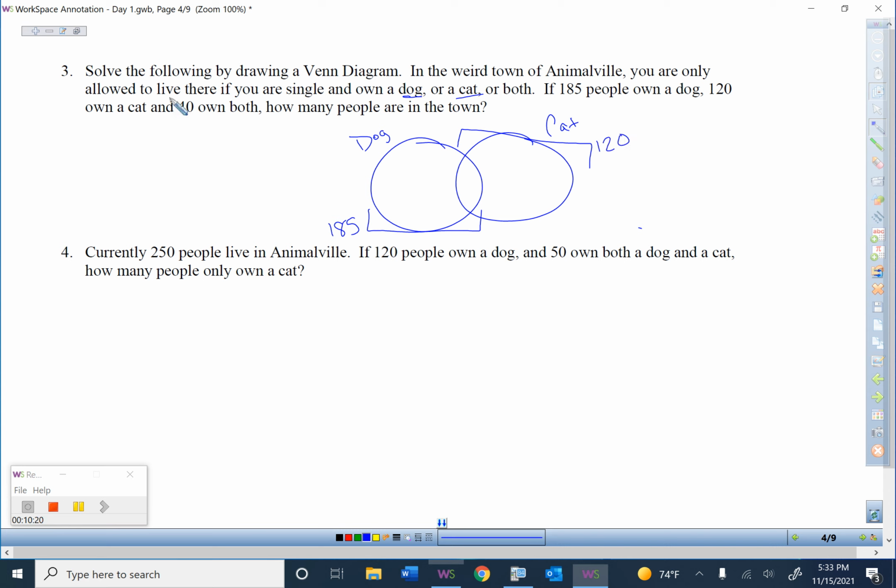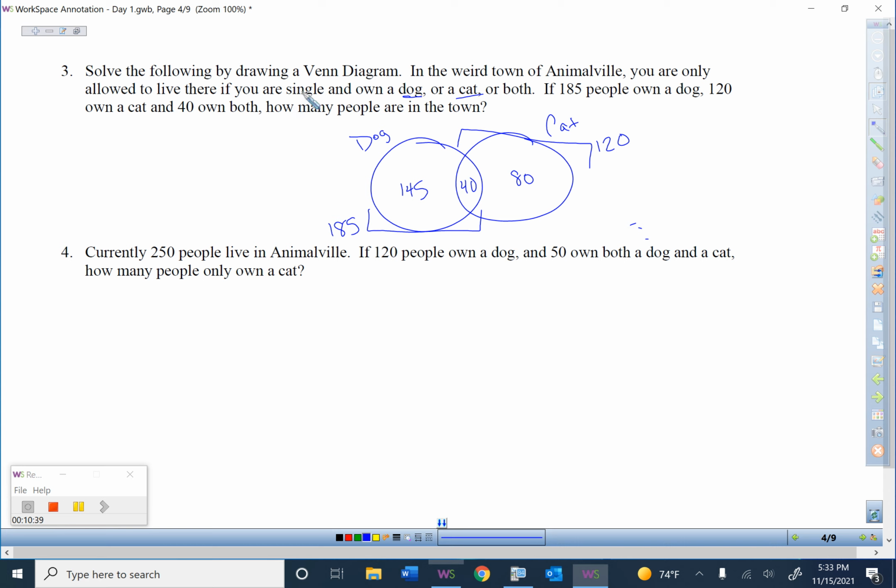And then 40 own both, that goes in my middle. Okay? And that lets me see really quickly, right here, 120, 40 of them are here, so there's 80 left to be only cat owners. On this side, 185 is my total, but 40 of them are here, so there's 145 left over to be just dog owners. We want to know how many people are in the town.